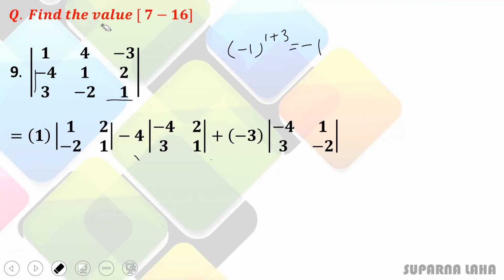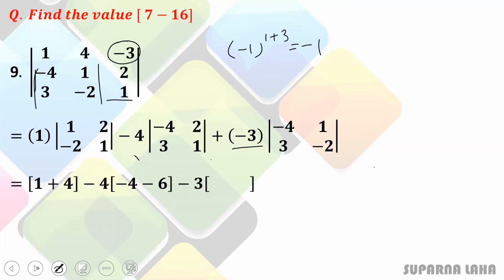Again remove this one and take the third element, that is minus 3. The remaining determinant you can write like that: minus 4, 1, 3, minus 2. Just simplify it and write down the value. 1 into 1 is 1, 2 twos are 4, minus of 4, that is plus 4. Minus of minus 4, that is plus 4. So 1 plus 4, first term.